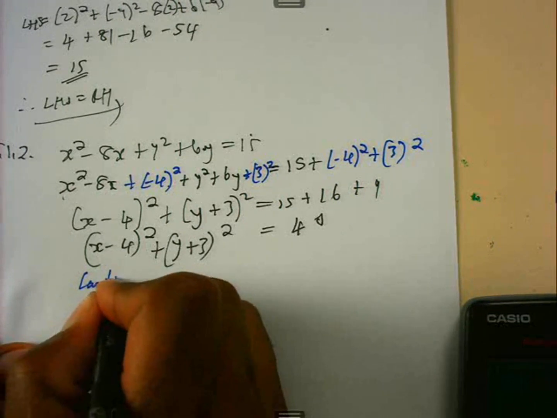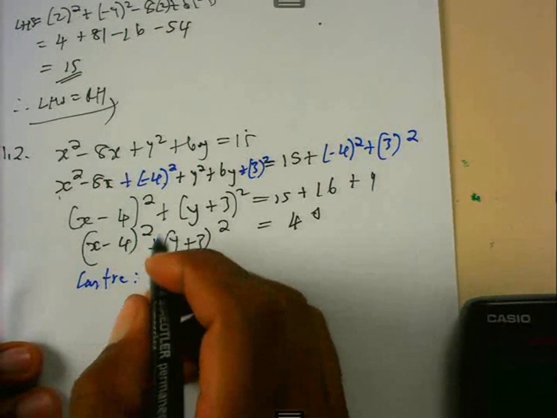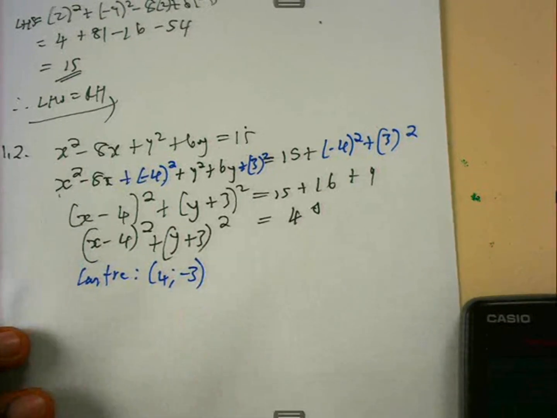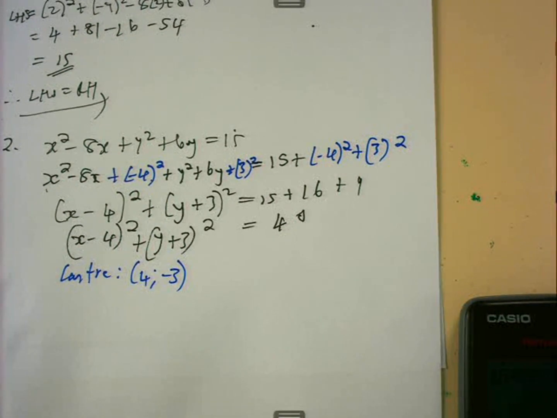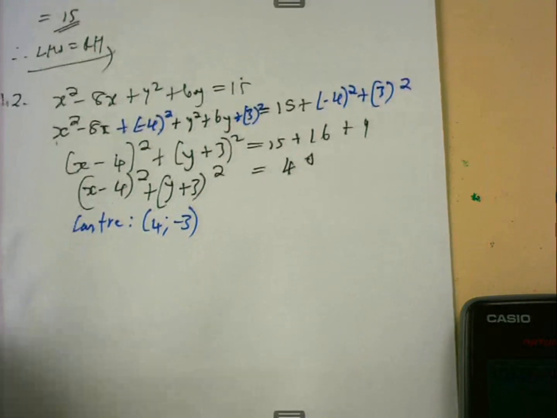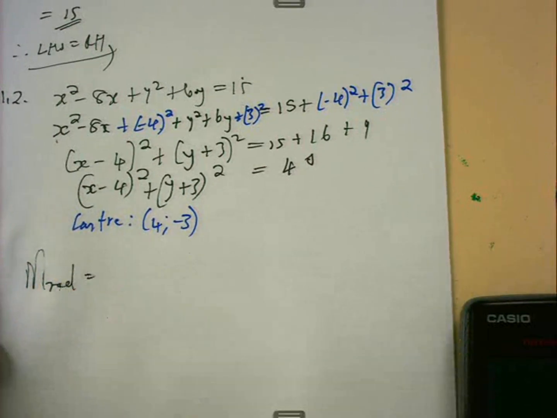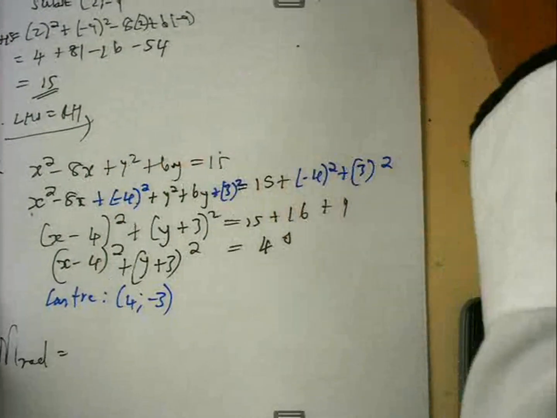Right, now immediately after this one, we can now see the center here. Our center is equal to what? It's 4 and minus 3. Our center is 4 and minus 3. Right now, what is it that we're going to do with the center? Of course, we need now to have the gradient of the radius.